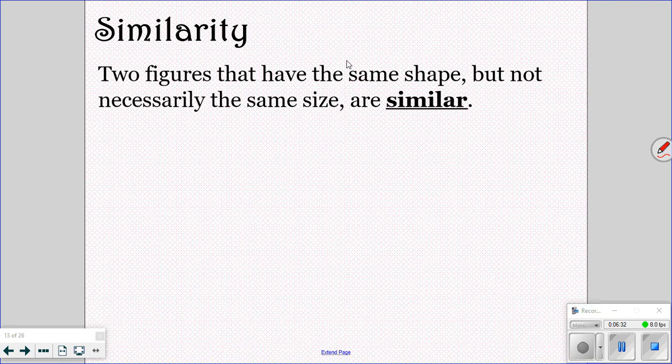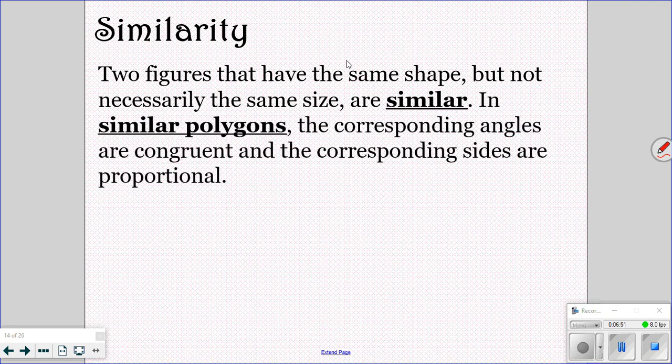In similarity, your figures are going to have the same shape, but they're not going to have the same size. So it's a little bit different than congruent. So they are the same shape, but they are not the same size. In similar polygons, your corresponding angles are congruent, and then your corresponding sides are going to be proportional.